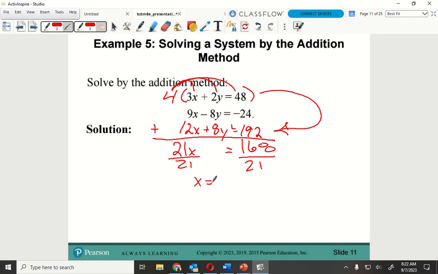I think half of it is 0. So it is 8. But now that I have the x value, what do we do with the x? What do you think I should do with the x? Throw it away? No. Try again.